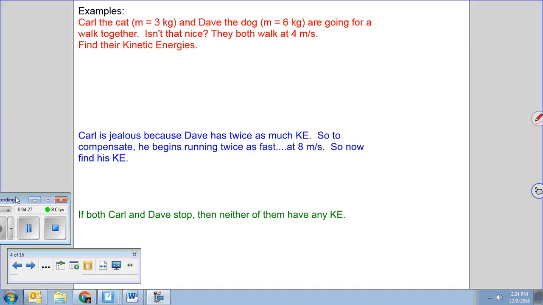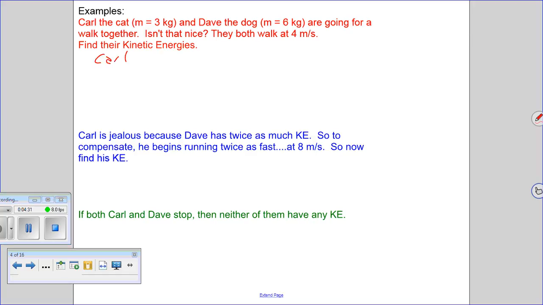So here we've got Carl the cat and Dave the dog. Here's Carl, here's Dave. Carl has a mass of 3 kilograms.